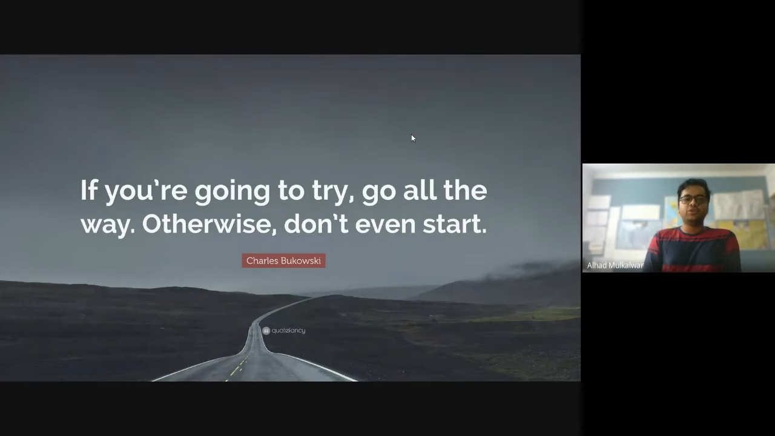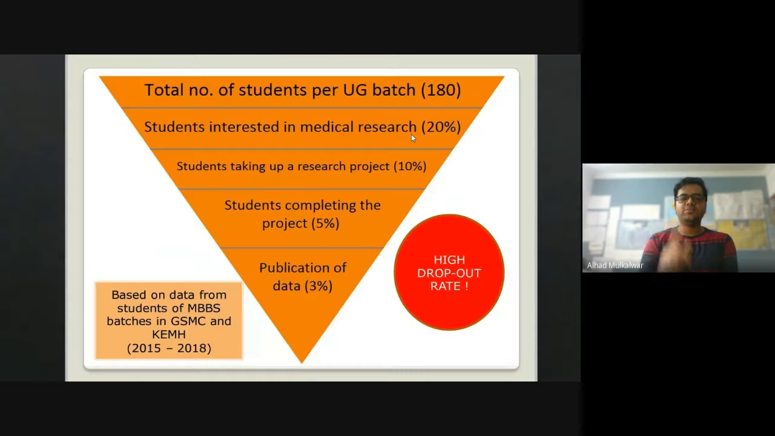So now one small quote for you. If you're going to try, go all the way. Otherwise, don't even start. Now, why is this important? It's important because of this. When we proposed the model of Aspire in the general body meeting of a college, I presented this data. This data, me and my colleagues found out from the batches of 2015 to 2018 regarding the approach towards research in undergrad students. We interacted with faculty members as well as students, and this is what we found out.